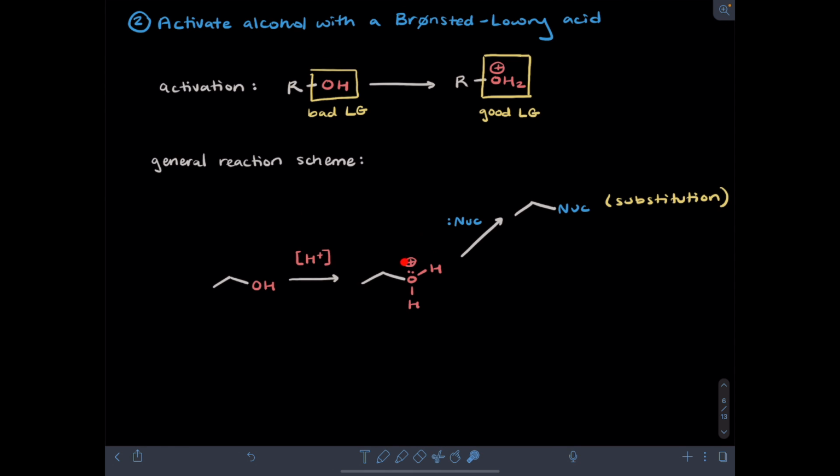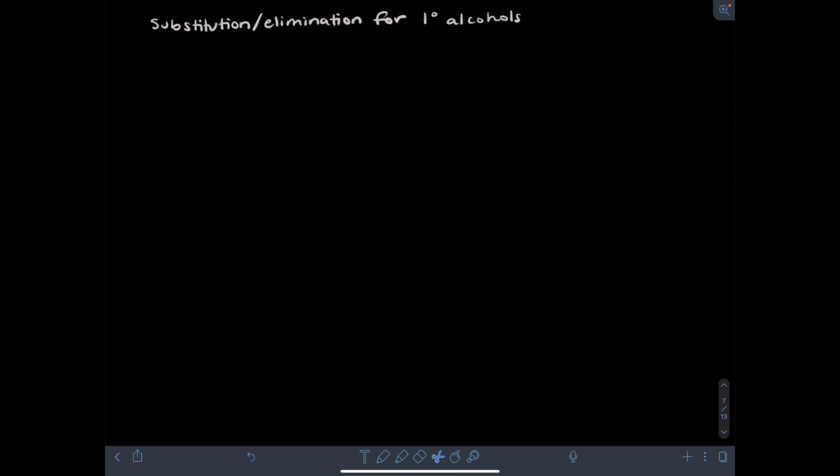This cationic oxygen is now a good leaving group, so it could be displaced by a nucleophile in a substitution reaction, or your protonated alcohol could react with a base in an elimination reaction to form an alkene. The mechanism of these substitution or elimination reactions depends on the substitution of the alcohol. I'll begin by talking about primary alcohols.